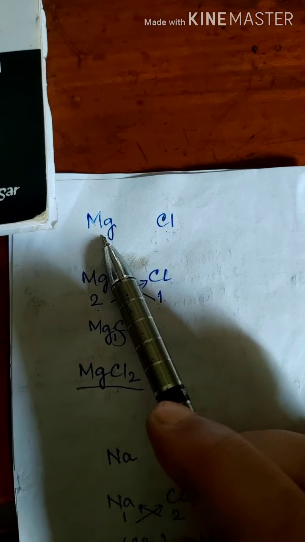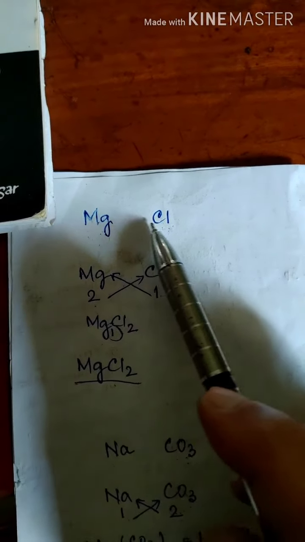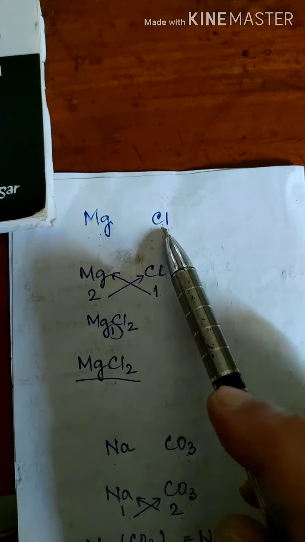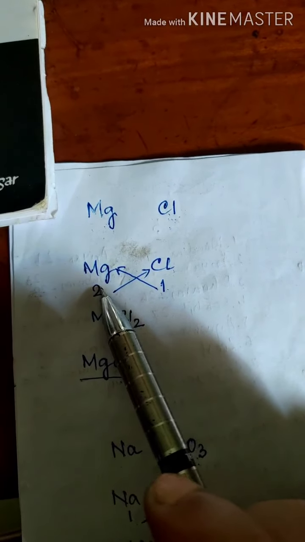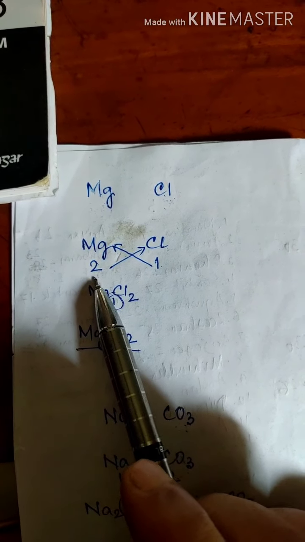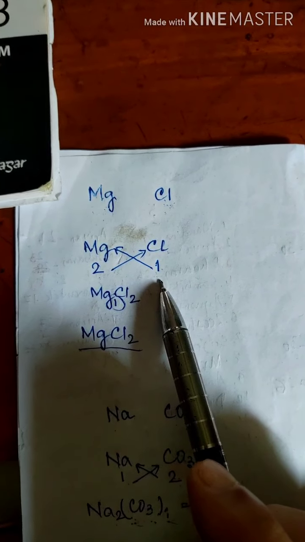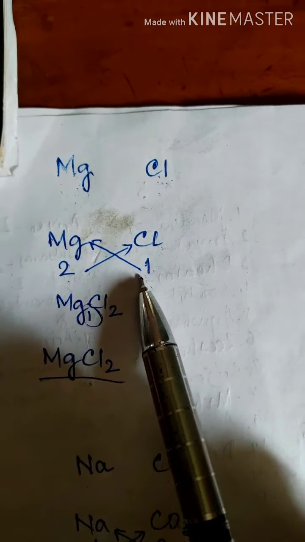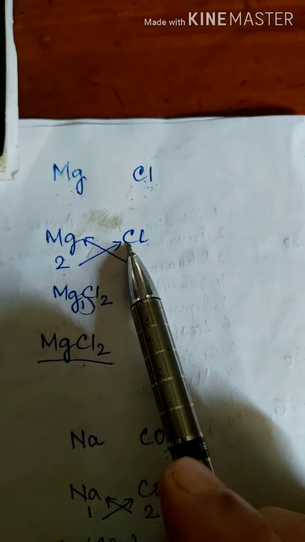Write the symbol of magnesium, we know it, one magnesium atom and one chlorine atom. Always write one atom of each element, giving some space. Now below them write their valencies. Magnesium's valency is 2 and chlorine's valency is 1. Write below their symbol. Now the next step is by the crisscross method, they will move towards each other.